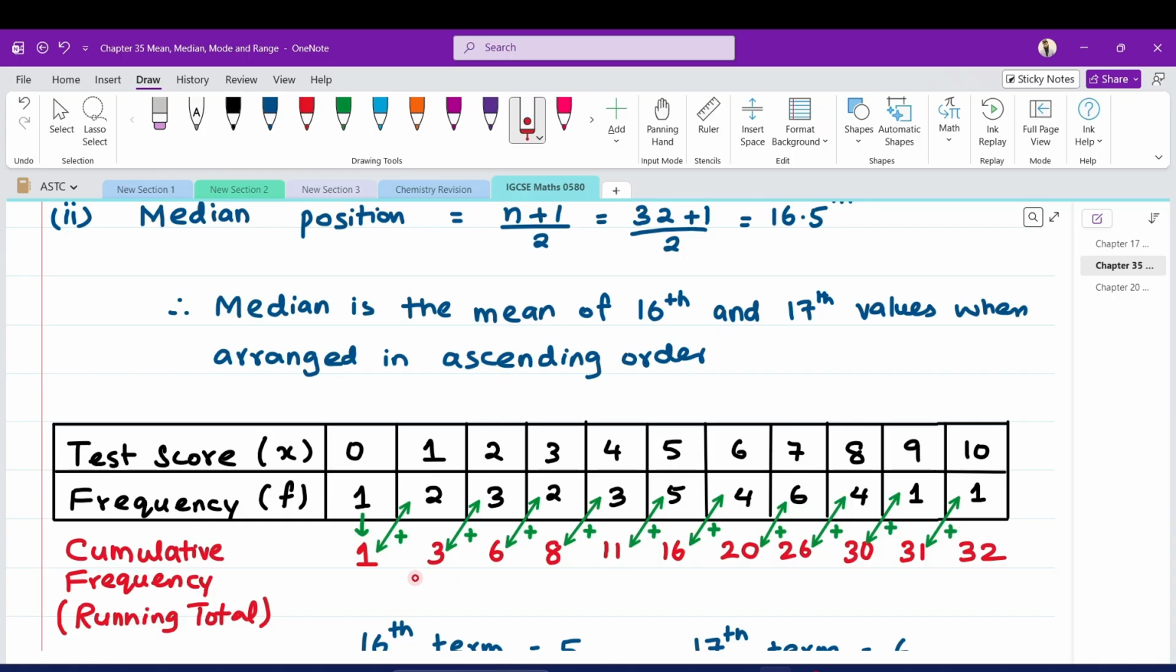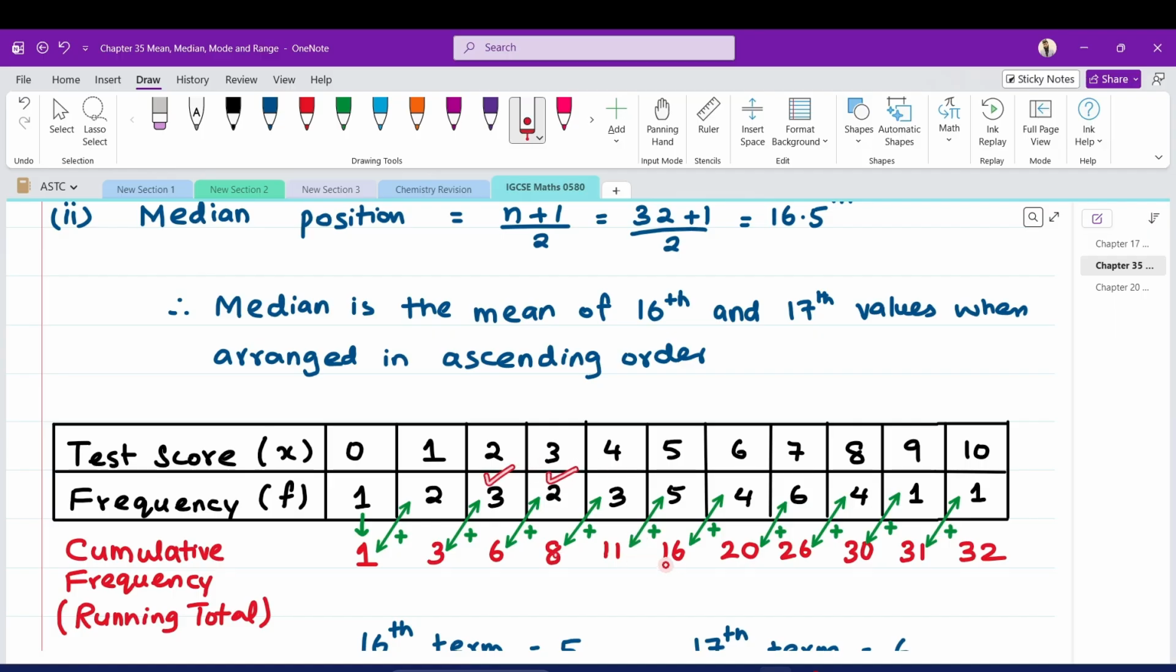How can you verify that your cumulative frequency is correct? The last value should be the value of n. In our case the value of n was 32, right? 32 students. So this should be your last value. Now from here we can see we were interested in the 16th term and the 17th term. So this is the first term, then the second and third term are 2, then until the sixth term, you have 3. Until the eighth term, you have 2.